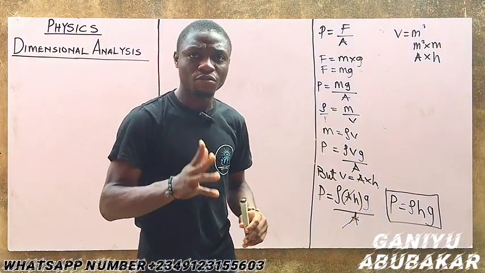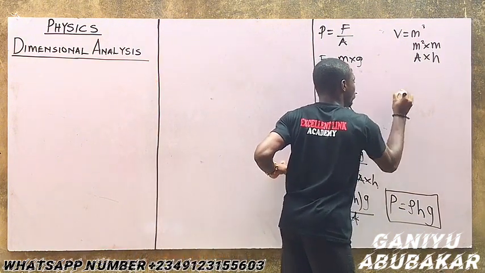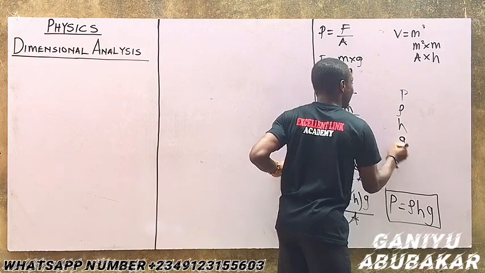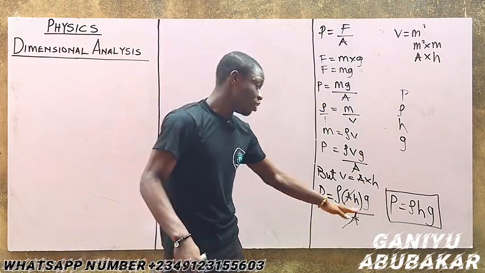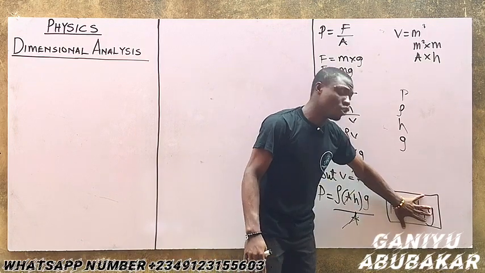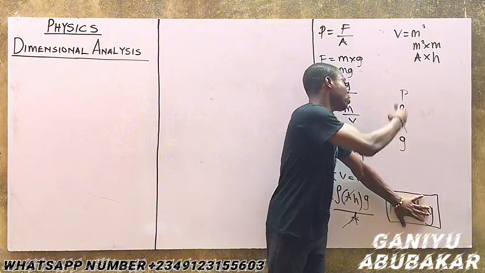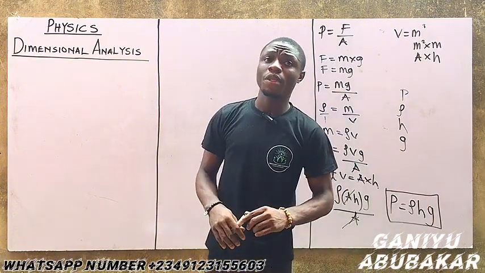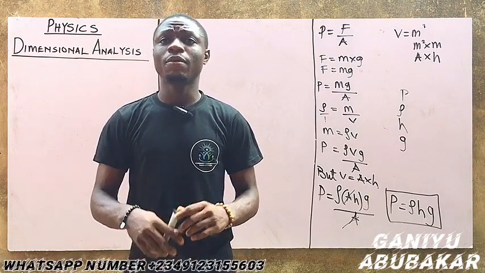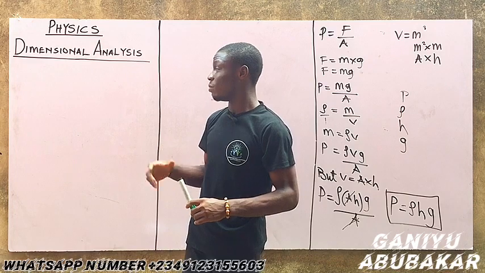Let's say I'm not given the relationship. Let's say I'm given pressure, rho, height, and gravity. I already know the relationship is this one, but let's say I don't know it. Is there a method of knowing the relationship between these four parameters? Yes. The idea is dimensional analysis. So let's take a sample problem and start with example one under this concept.